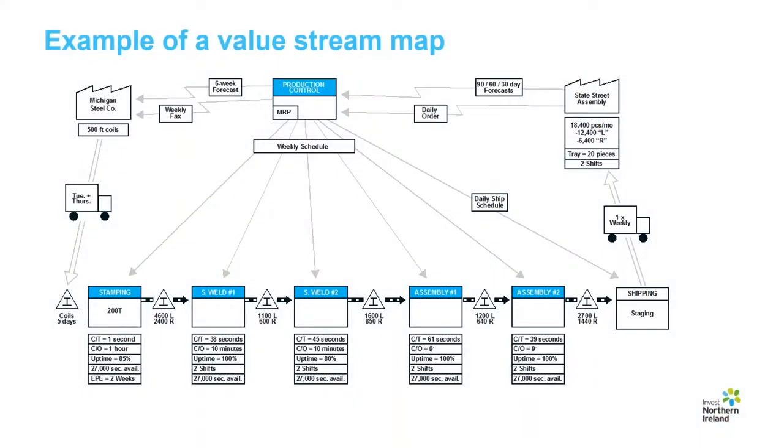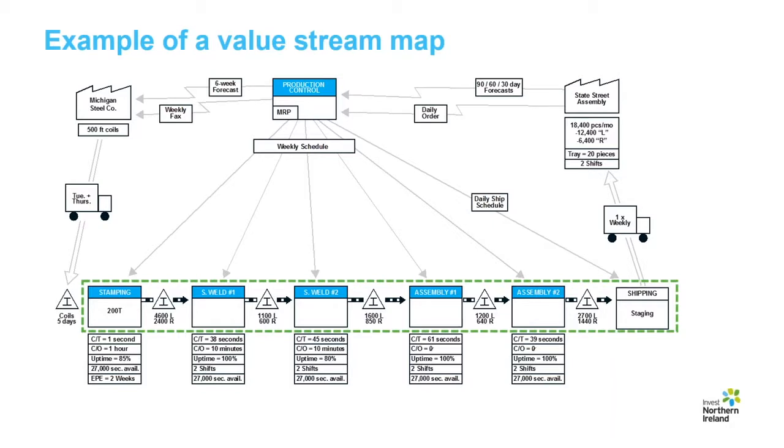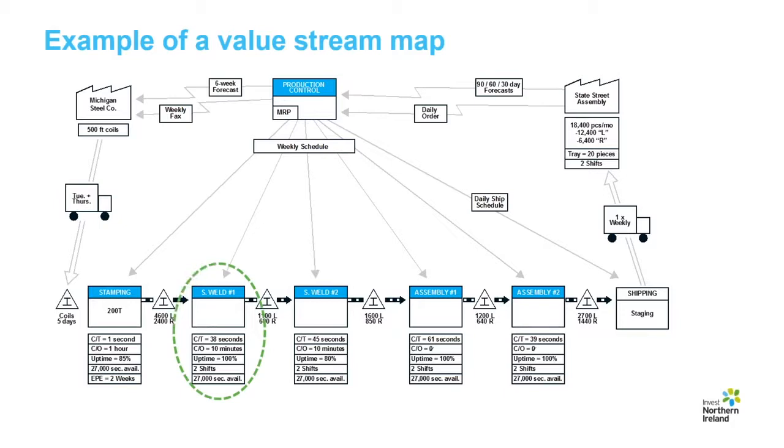Here's a typical example of what a value stream map looks like. At first glance, it appears to be a lot more complicated than it actually is, but if you look more closely, it's more straightforward than you think. Here are the process steps that you identified during the standard process map. If you look at the second step here, which is the first weld stage, there's some data about this process step in the box underneath.